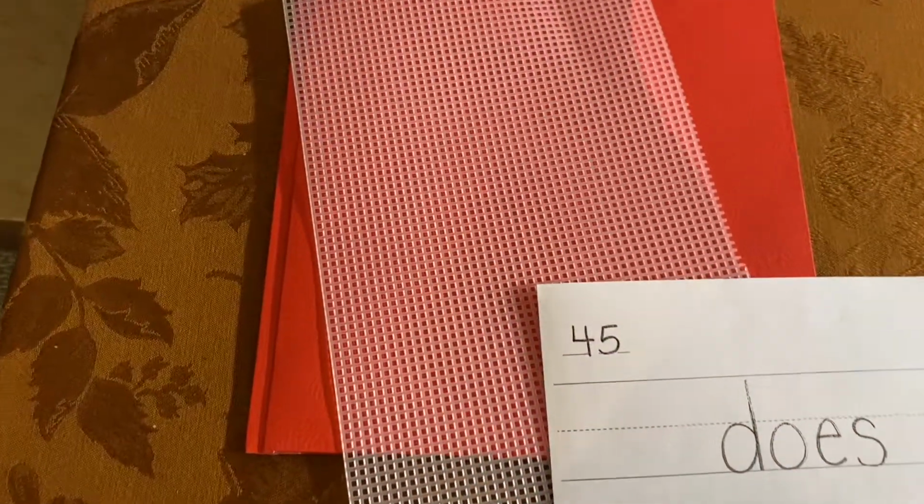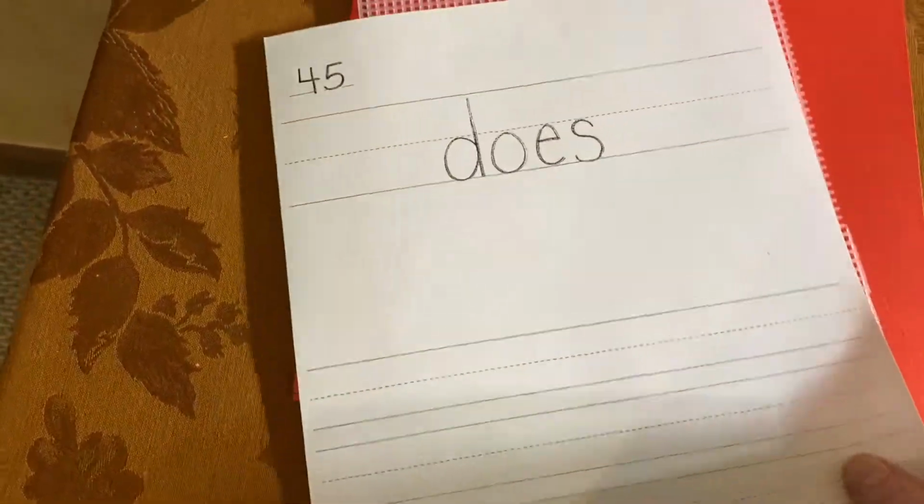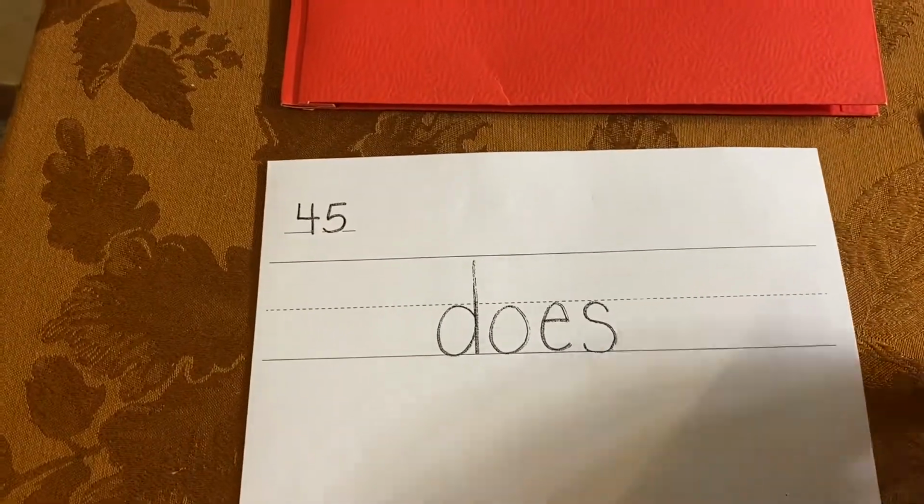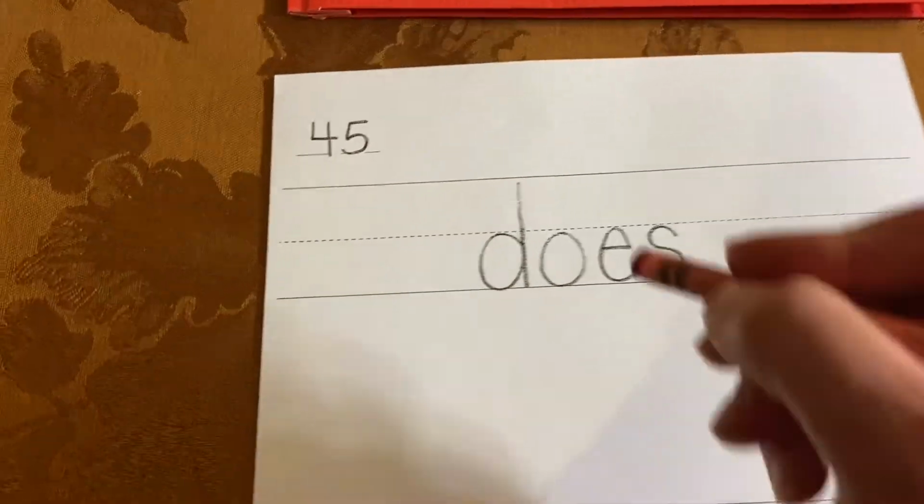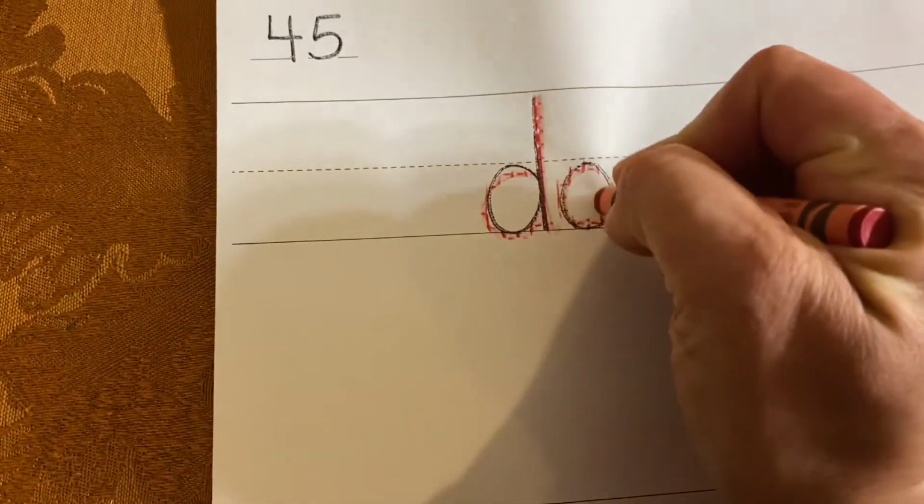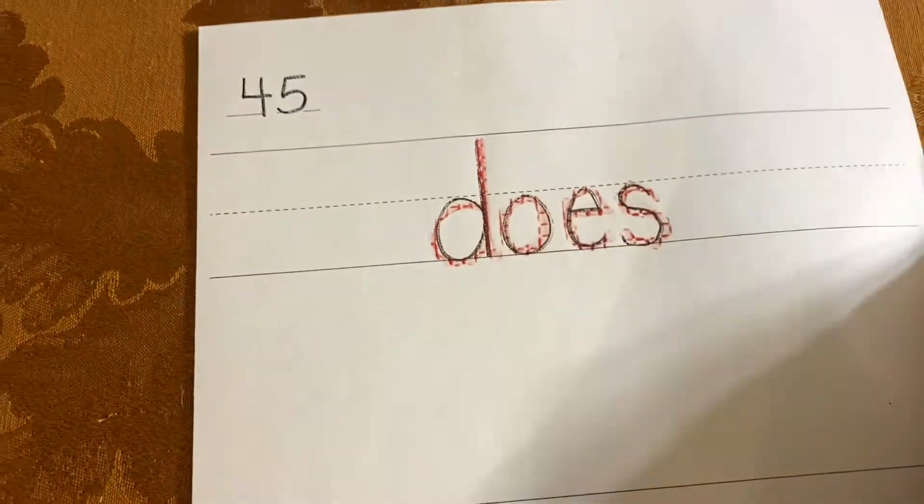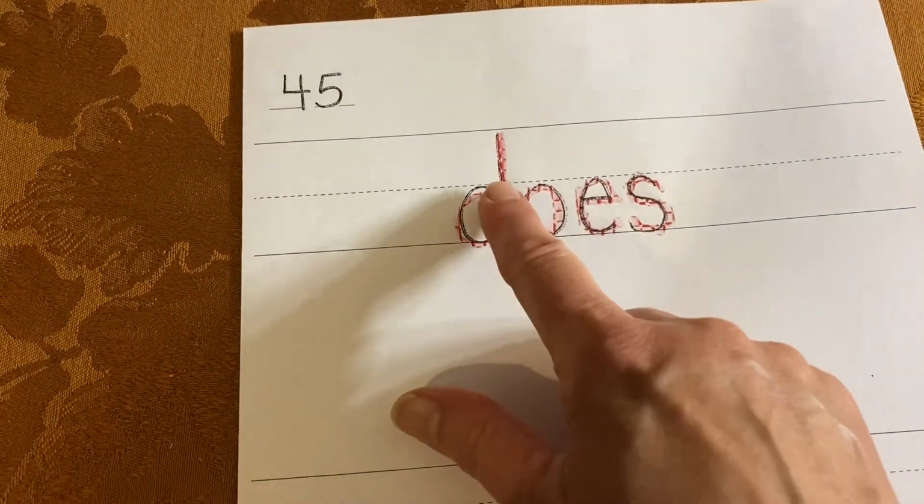Are you ready to write it? Okay, get out your red folder, your bumpy screen, your red crayon, and your red word paper. You can put the bumpy screen underneath the red word paper. Take your crayon and trace the word does. D-O-E-S, does. Now you can put your red crayon down and trace.